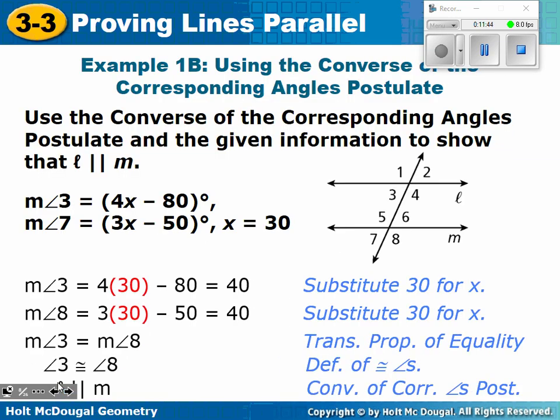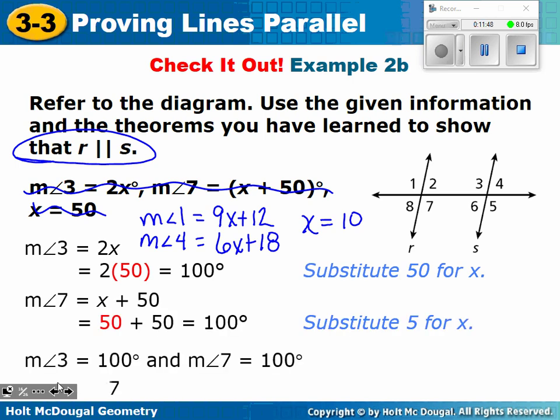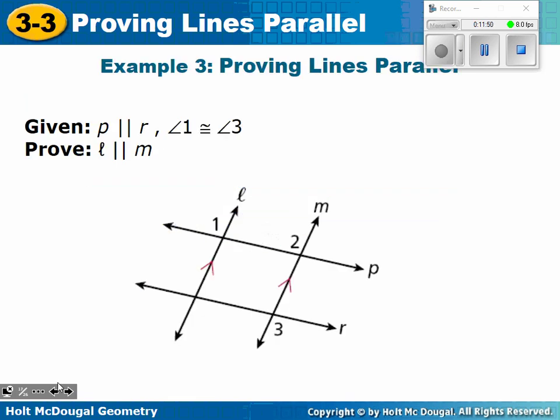So now let's look at ones that are a little different, more like this. And first of all, there's a typo on this one. Notice it says you're given P is parallel to R, but they didn't mark P parallel to R. What did they do? They marked what they were trying to prove, which we don't know. So that is wrong. We're trying to get there, right?